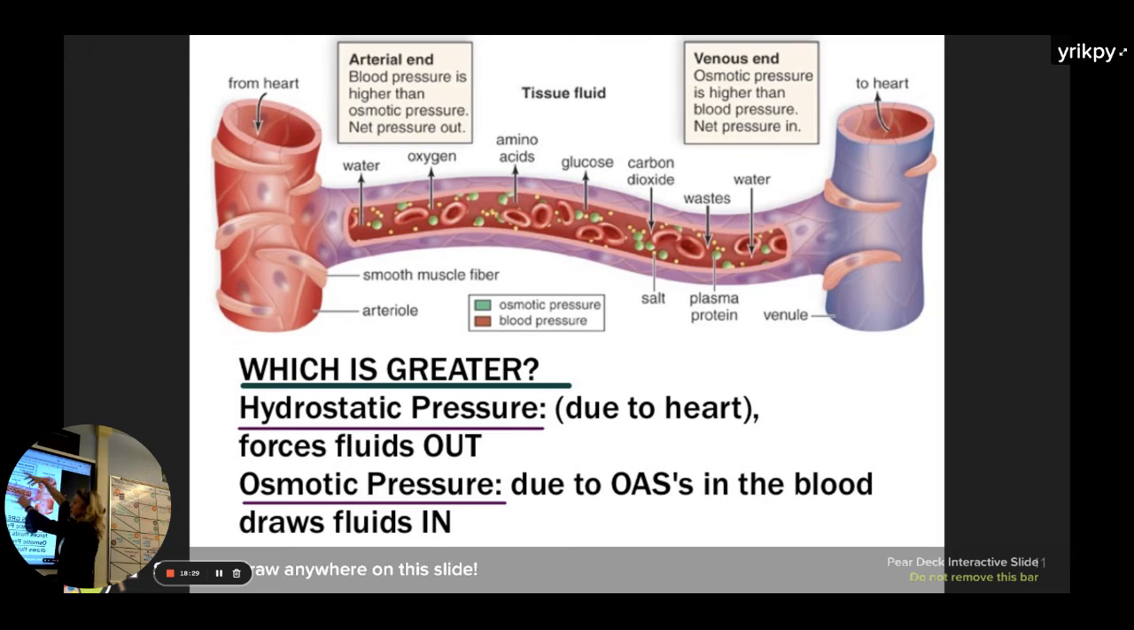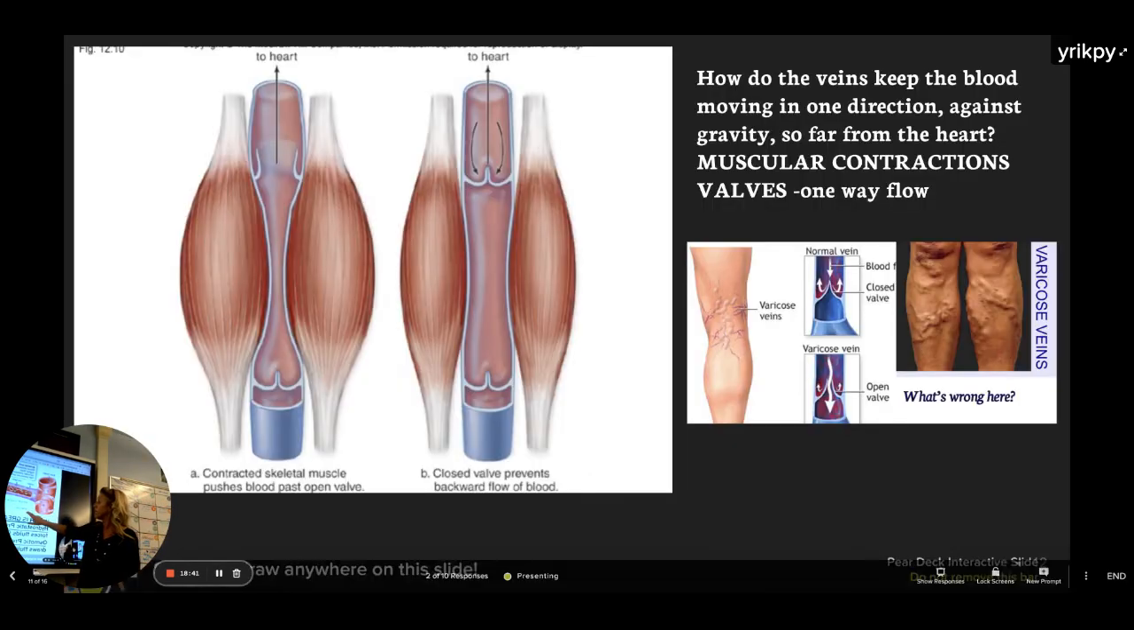So fluids are forced out due to the blood pressure and drawn back in, waste and CO2 due to the osmotic pressure being greater to bring it back in. Are you okay with that? All right. And then what happens in a vein?